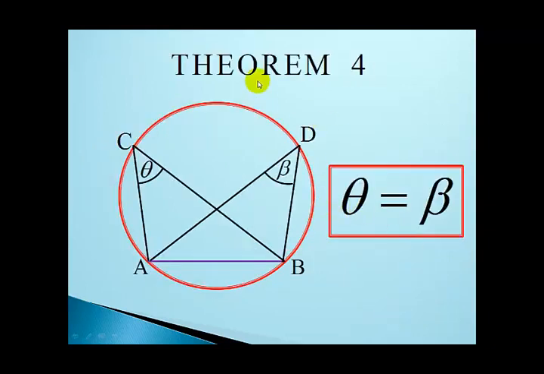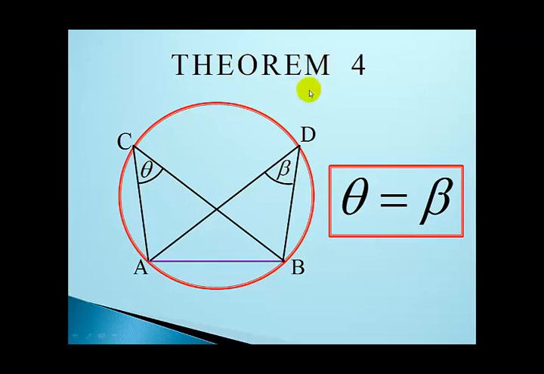Now let's look at theorem 4. AB is a chord. The chord AB subtends an angle of theta at point C, and the same chord AB subtends an angle of beta at point D. Because theta and beta are both angles subtended on the circumference by the chord AB, it implies that the angle theta is equal to the angle beta according to theorem 4.